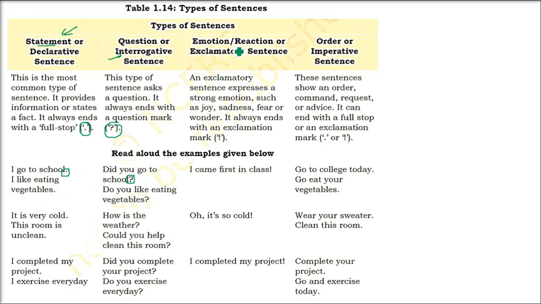Now coming to the emotion reaction or exclamatory sentence. You show some emotion, joy, sadness, fear, wonder. Now you use an exclamation mark. I came first in the class. This is a kind of joy somebody is showing. Order or imperative sentence, that is, you are trying to give some order, command, request, or certain advice. This can have a period in the end, and can have an exclamation also. They are giving order, command, request, or advice.